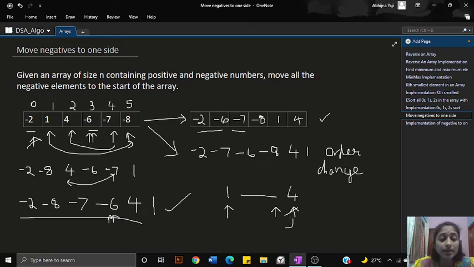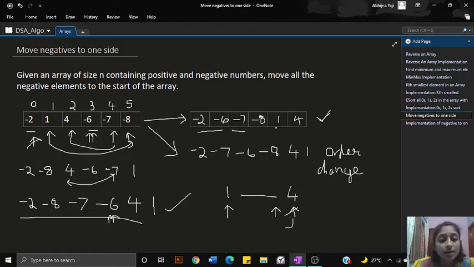Now another method I mentioned was where we retain the order, right? I've mentioned here retaining the order. So what does retaining the order mean? I told you what it means. Suppose minus 2 is here, minus 6 is here, I ensure that minus 6 will always come after minus 2 in my answer array. Okay, the relative order should remain the same. So how do I do it, right?